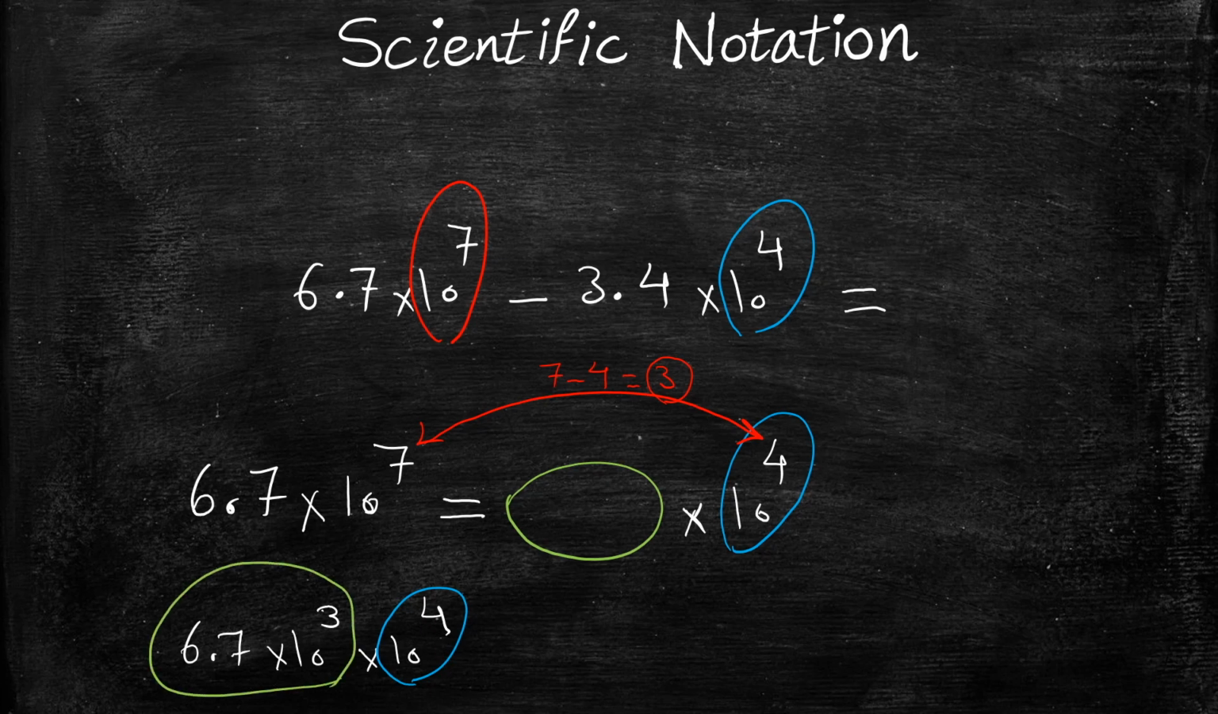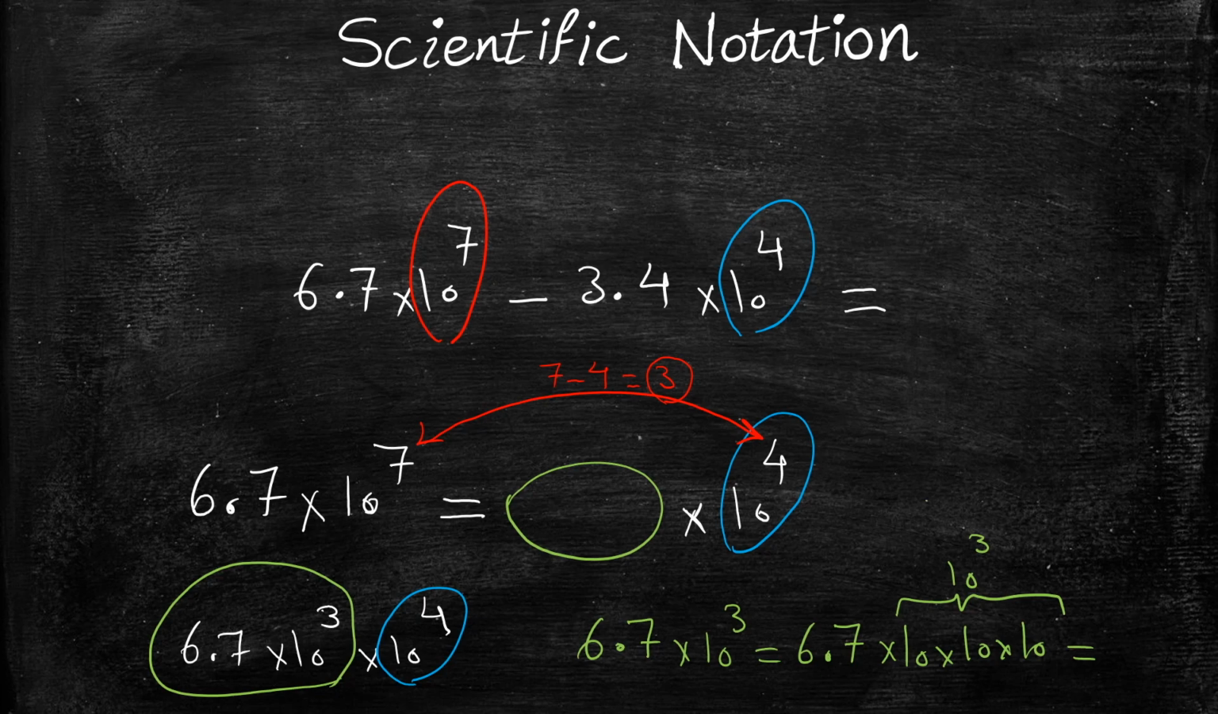Now all I need to do is 6.7 times 10 to the power of 3. What is 10 to the power of 3? That is 1,000, right? 6.7 times 10 times 10 times 10. This is 10 to the power of 3, or times 1,000. So 6.7 times 1,000, you can even do it step by step if you want. So 6.7, one time if you multiply it by 10, that's 67. Then times 10 and times 10, that's 6,700.